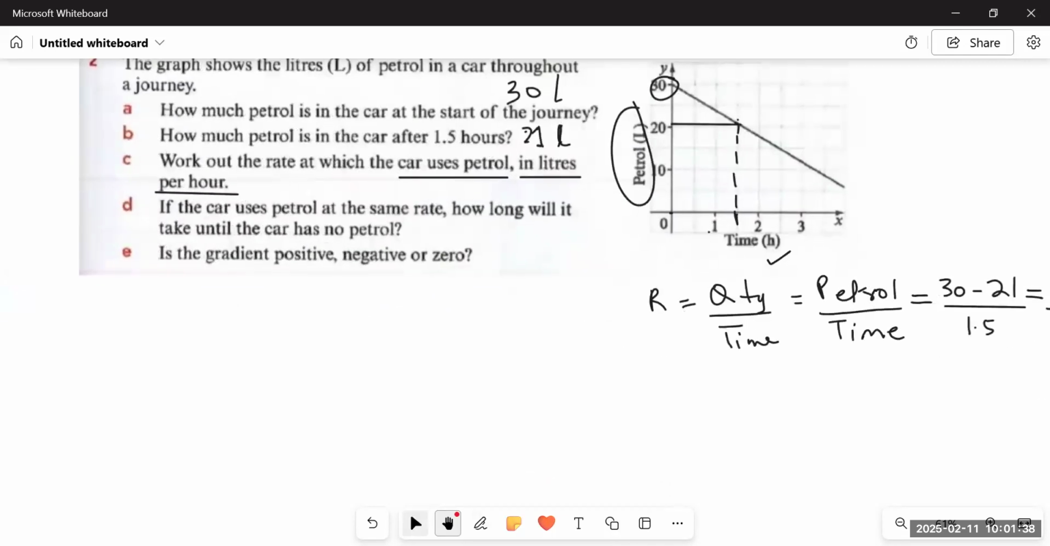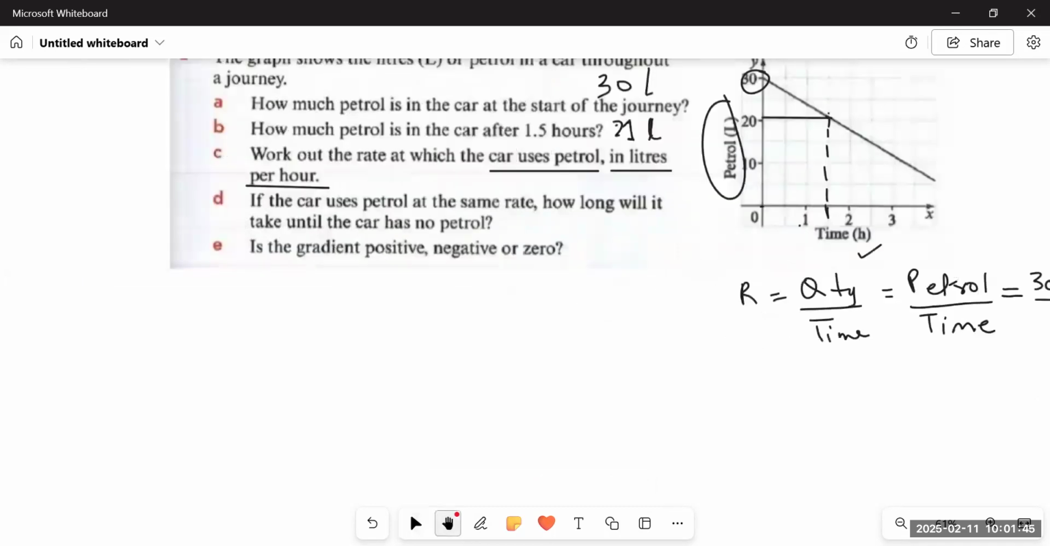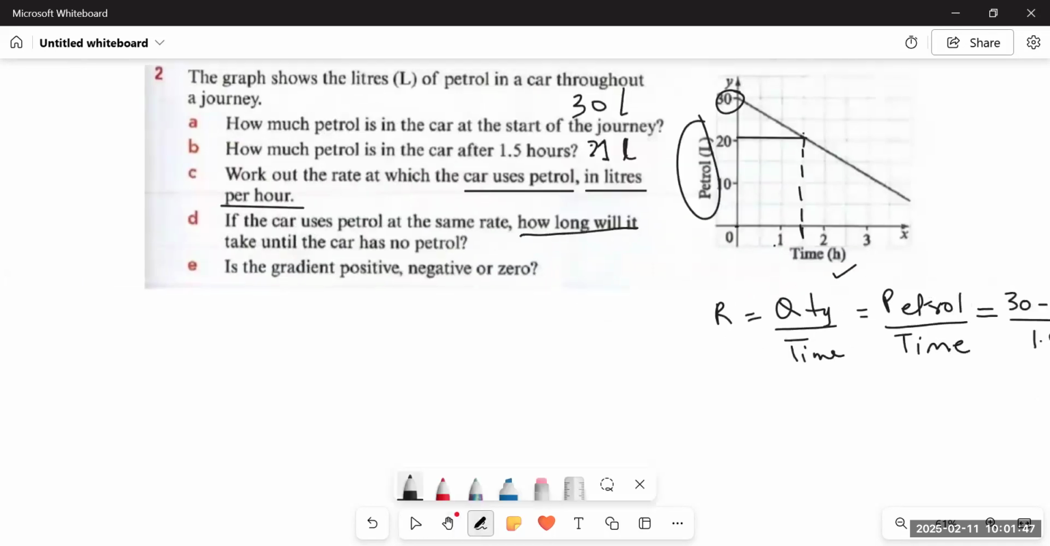If the car uses petrol at the same rate, how long will it take until the car has no petrol? Acha. Whenever you come across this type of question which says how long will it take, it means the time has been asked in the question. It means we have to calculate the time. What time? When there would be no petrol, the petrol would be 0. So if we have to calculate the time, what can we do? To find out the time, we just have to divide the quantity by the rate.